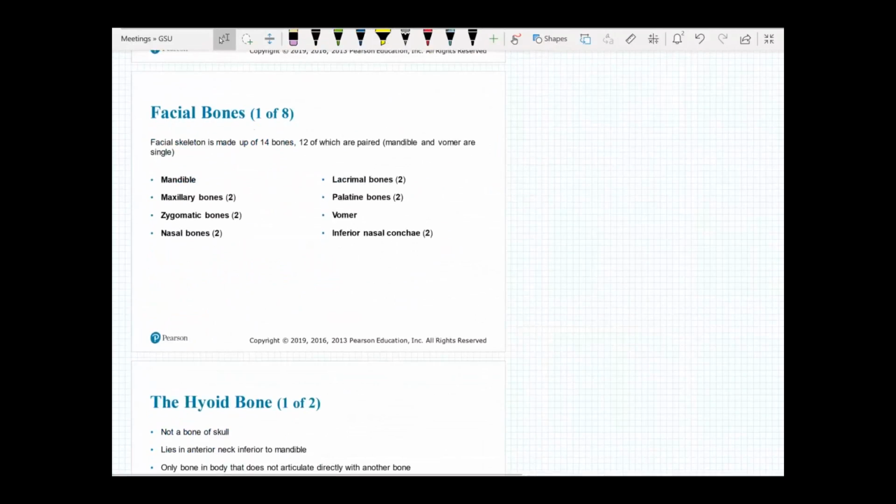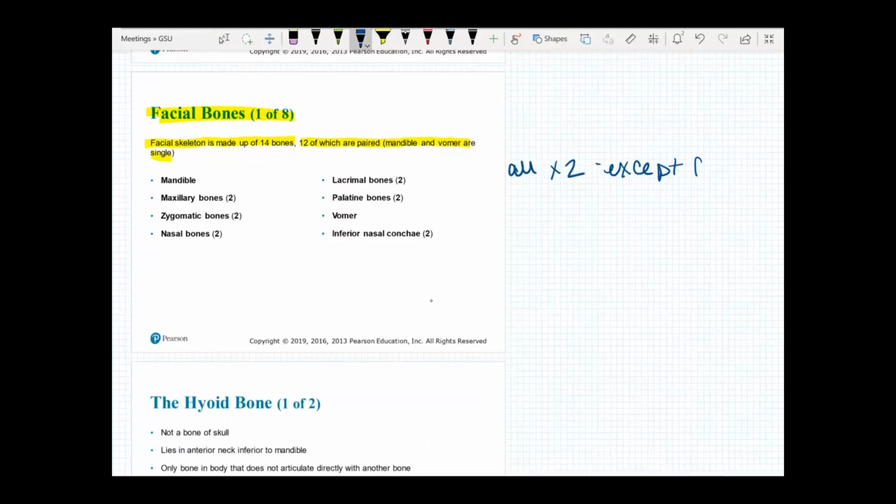The next section is the facial bones. The facial bones are made up of 14 bones, 12 of which are paired. Essentially, all of these are times 2, which means there's a right and a left, except for your mandible and your vomer. So all the others will have a right part and a left part. The ones you need to know and where they're located start with the mandible.